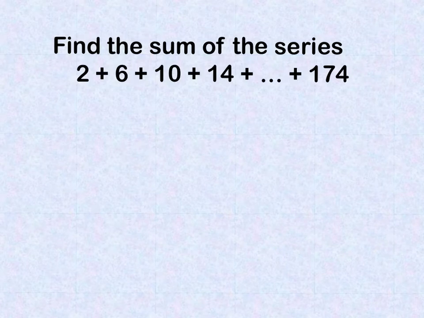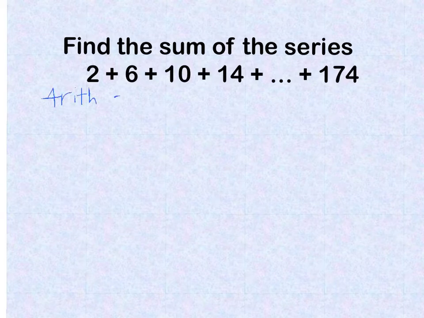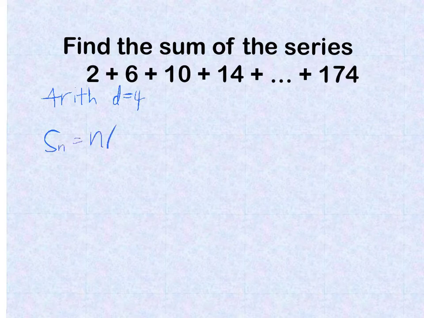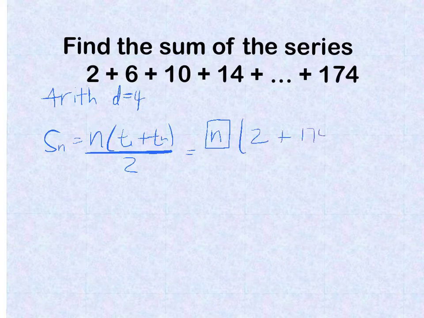We can recognize right away that this series is arithmetic, so we know we're dealing with that. So this is arithmetic. We know our d equals 4. So to use our arithmetic sum formula, that's n times t1 plus tn, all over 2. Right away, we don't know the number of terms, and that's what we're going to need to come back to and try to find. We know t sub 1 is our first term, which is 2. As I mentioned on the formula page, the last term in this case is 174.